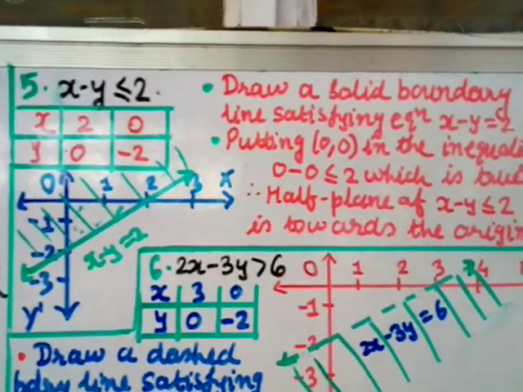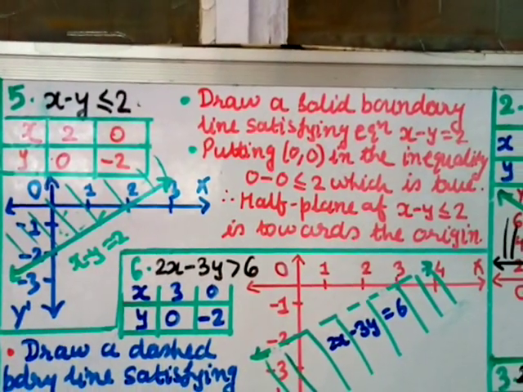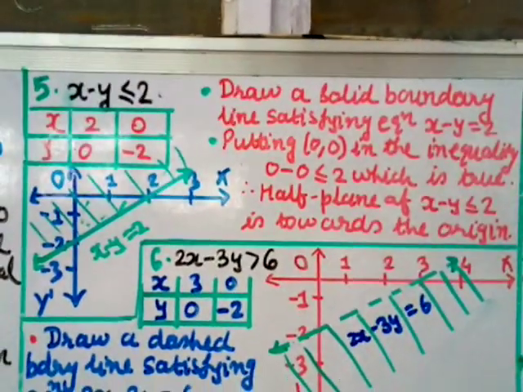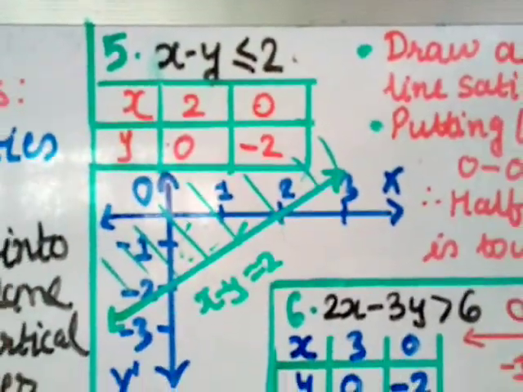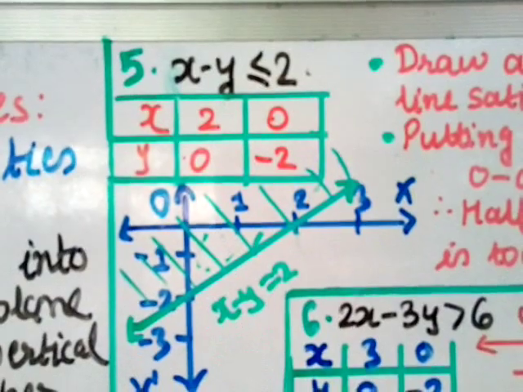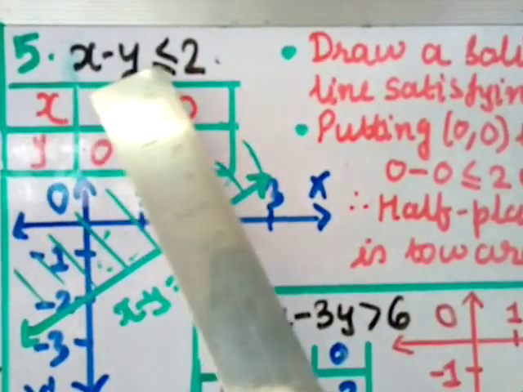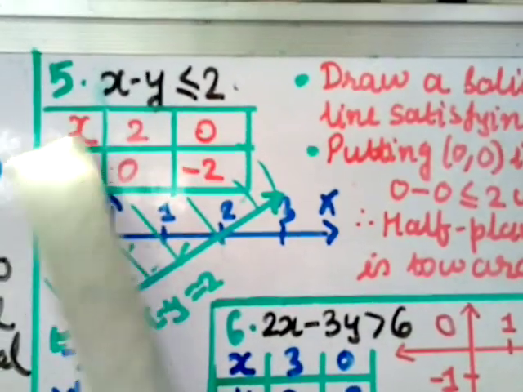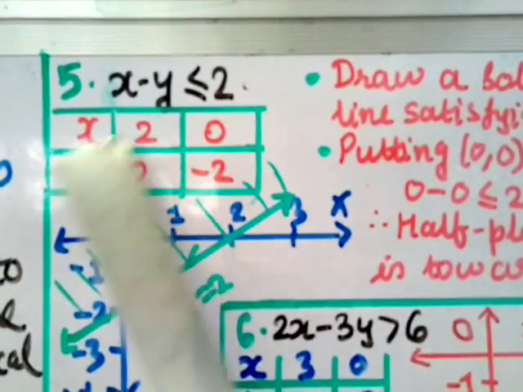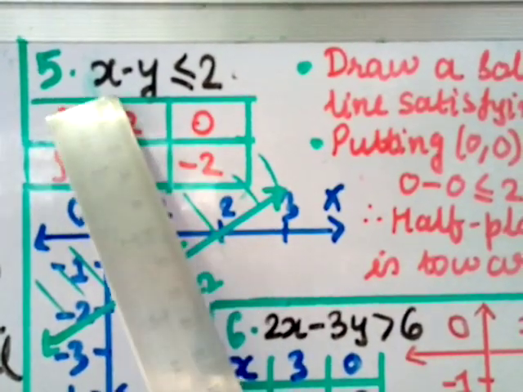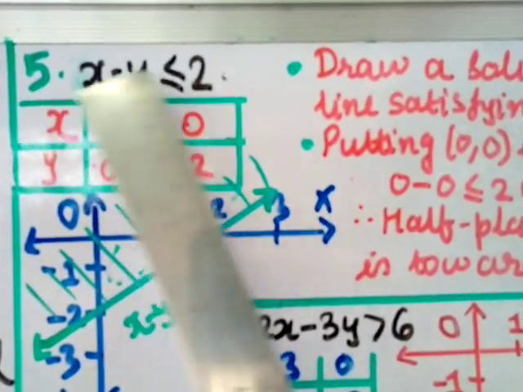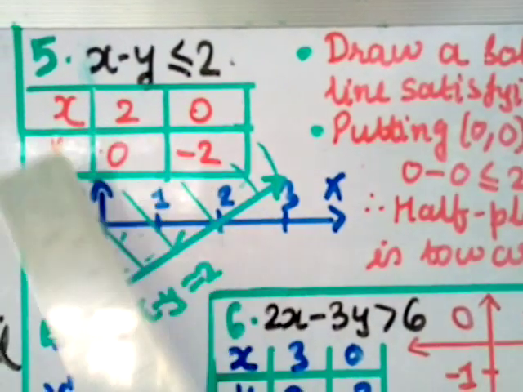Question number 5, x minus y less than or equal to 2. First we shall draw a line. Here also less than or equal to, that means a solid line. When you are drawing the line, you have to take 2 points, and for those you consider x minus y equal to 2. Let us consider y equal to 0, then x value is 2. Now take x equal to 0, then minus y equal to 2, that means y value is minus 2. So these are the 2 points.